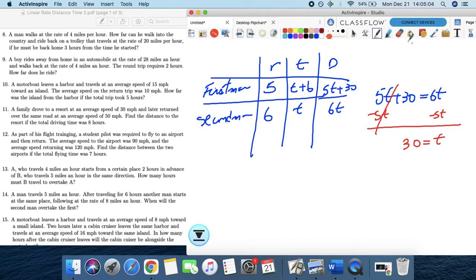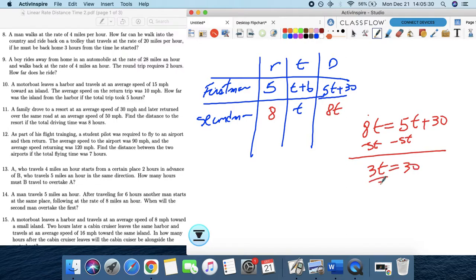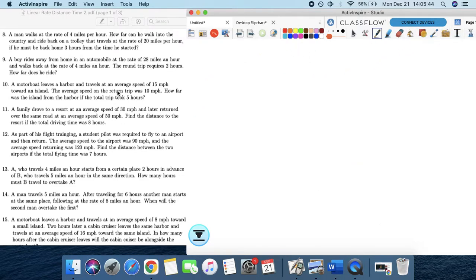Oh, sorry. Following the rate, 8 miles an hour. Okay, so sorry, this is incorrect. This is 8 miles an hour. 8t, and so this should be 8t. My apologies. That makes a difference. When will the second man overtake the first? Okay, so same thing, except that I messed up on the rate. So minus 5t, minus 5t. 3t equals 30. Divide both sides by 3. So in 10 hours, the second guy will be next to the first guy, and that's when he's going to be overtaking him. Okay. All right, so far not that bad.